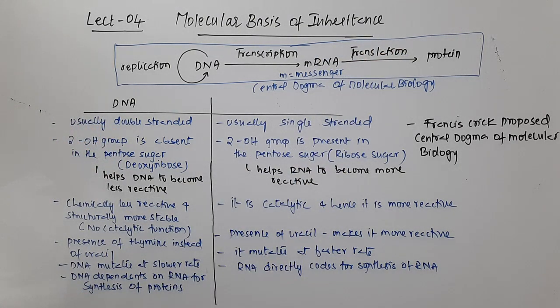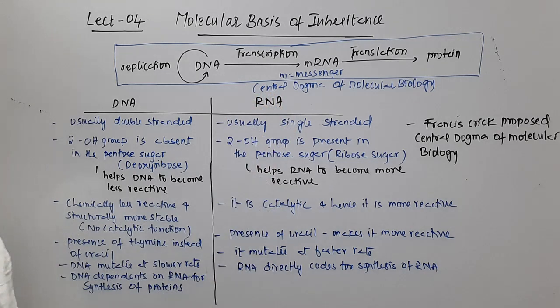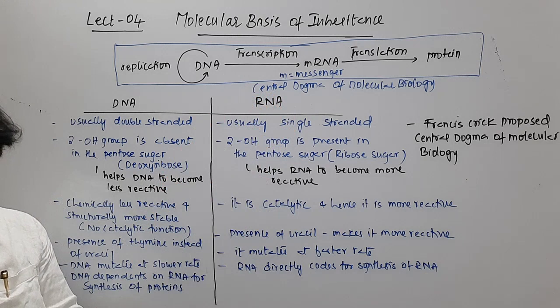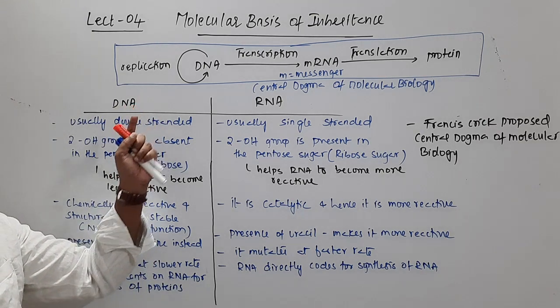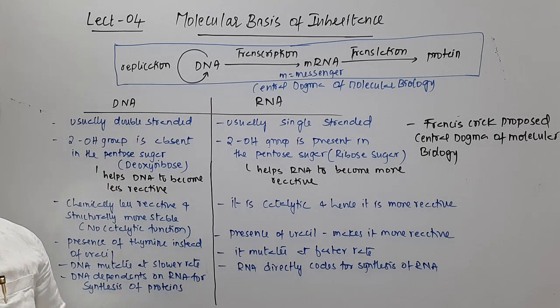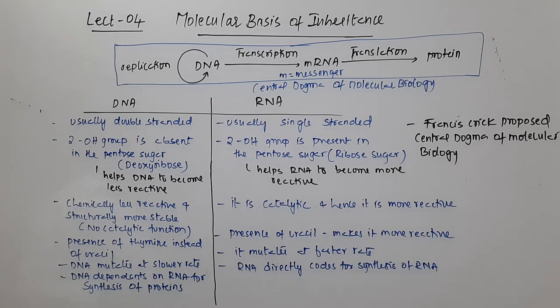So these are the differences that exist between RNA and DNA, and it's the RNA that evolved first and is the first genetic material, and the second genetic material is DNA. DNA evolved from RNA by some structural and chemical modifications, and it became more stable than the RNA molecule. I hope it's clear.